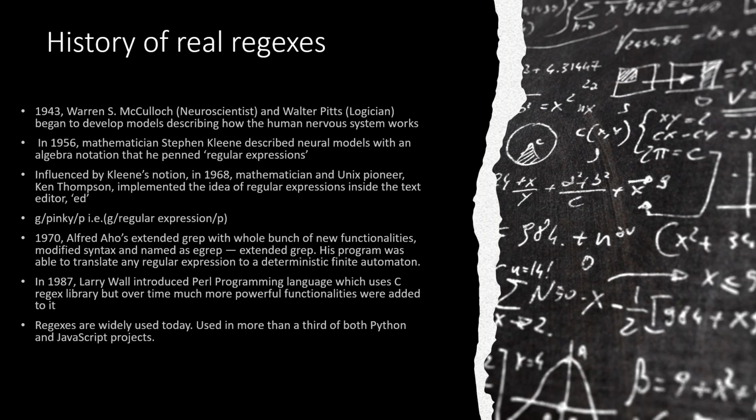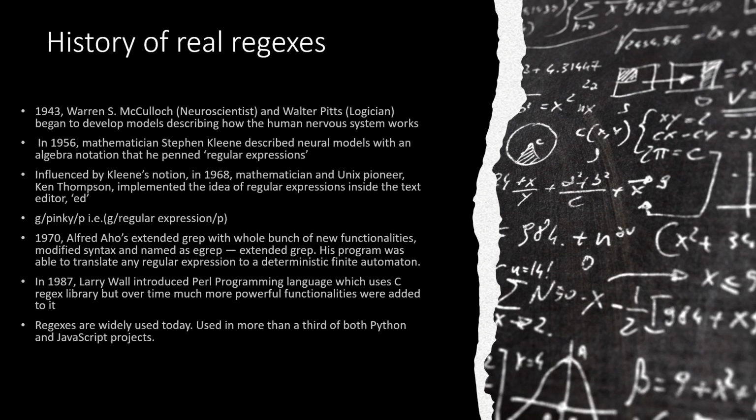The regex in the fourth bullet on the slide is an example of how one of the first regexes used to look. This regex read the word pinky. In 1970, Alfred Aho extended it with a whole bunch of new functionalities and modified syntax. His program was able to translate any regular expression to a deterministic finite automaton. Post that, in 1987, Larry Wall introduced the Perl programming language, which uses a C regex library, but over time many more powerful functionalities were added to it.